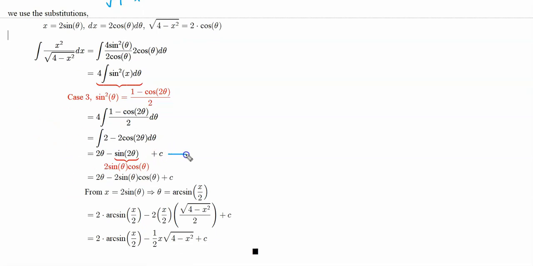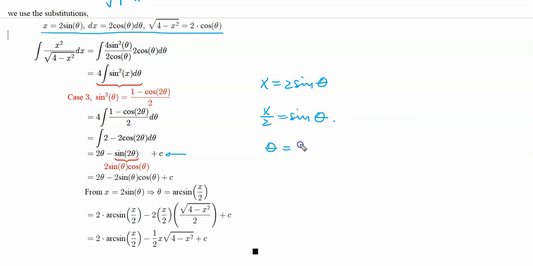Okay, so we're sitting right here. Now what we need to do is go back through the substitutions here and go back to the x's, okay? Well, the theta right here, how can we figure out the theta? Well, you notice from this equation, x equals 2 sine theta. If I write that as x over 2 equals sine theta, then this implies that theta is going to be the arc sine of x over 2. Okay, so there you go. That's theta in terms of x's.